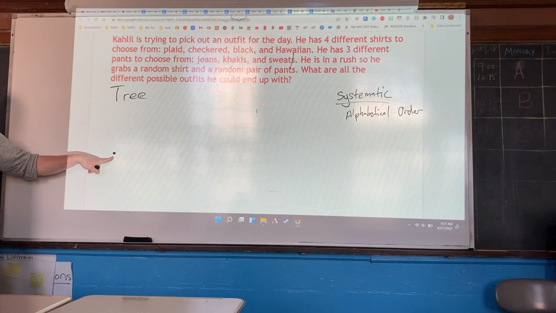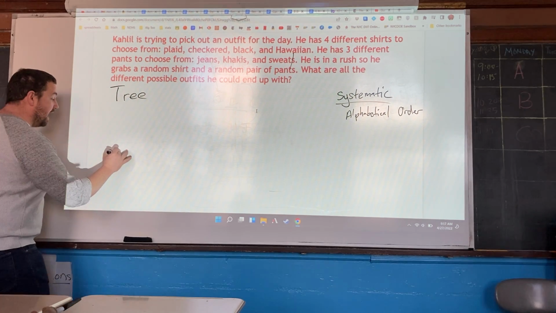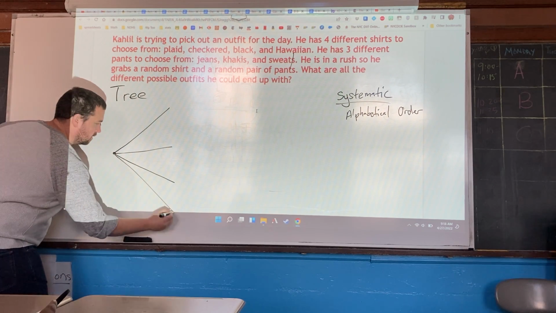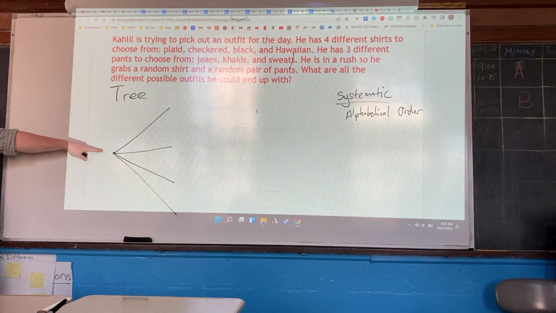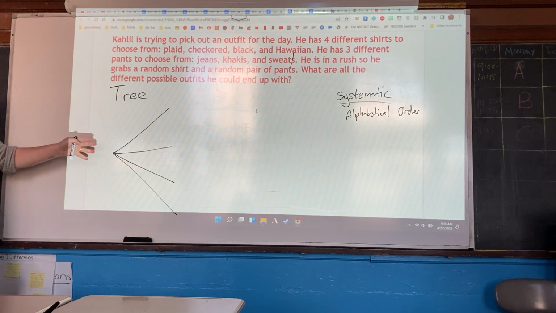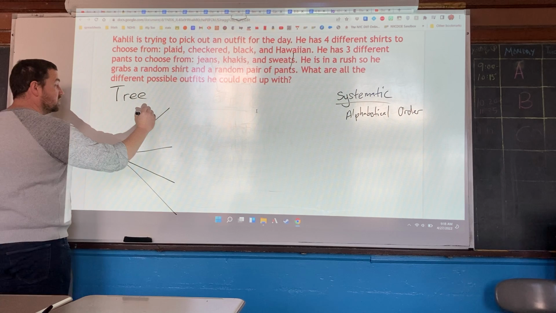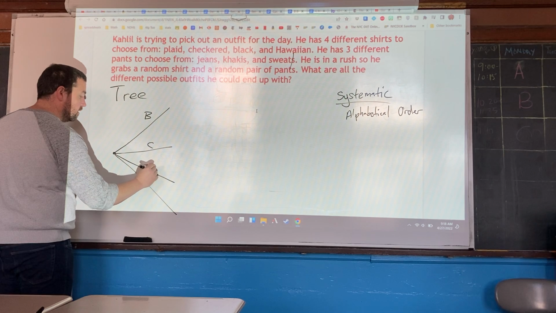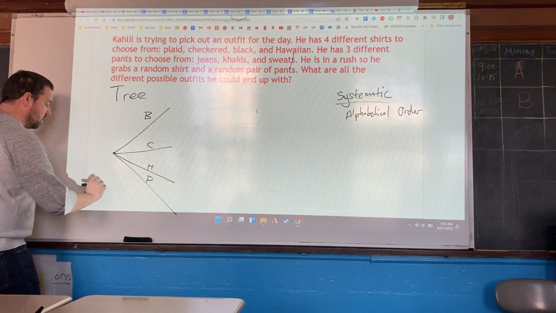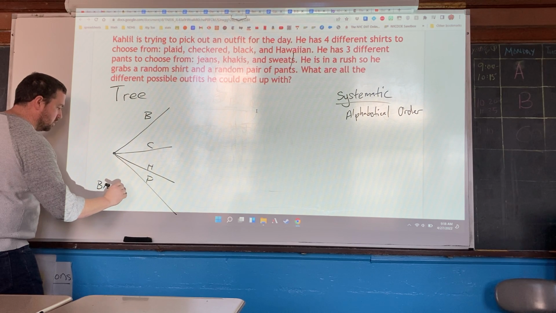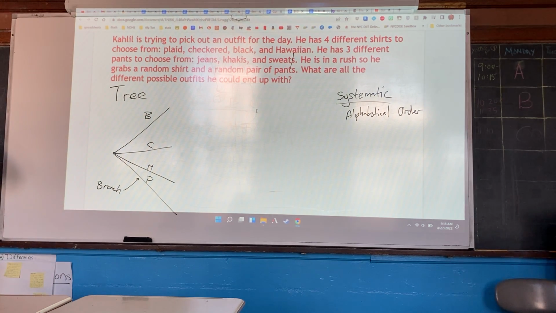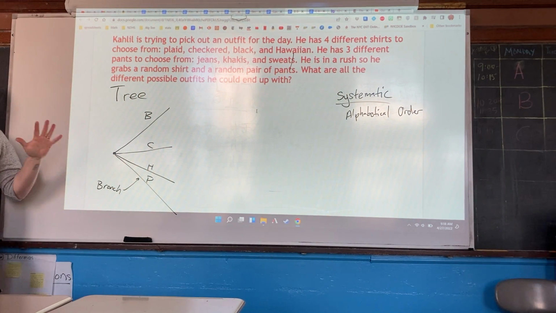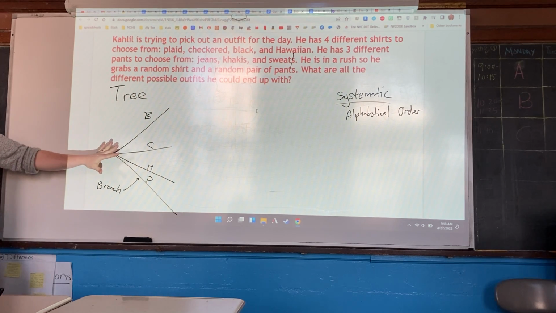How many shirts were there that he could grab? 4. So we end up getting 4 branches from this point. Because this is a random point that has 4 different choices, we end up with 4 different branches. And the branches represent the exact same thing that they did in the list. So note this is called a branch. That's called a branch. Okay? So he could grab a black shirt, or a checkered shirt, or a Hawaiian shirt, or a plaid shirt. Every possible pathway is represented here.